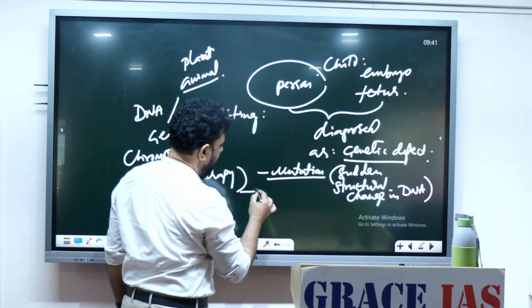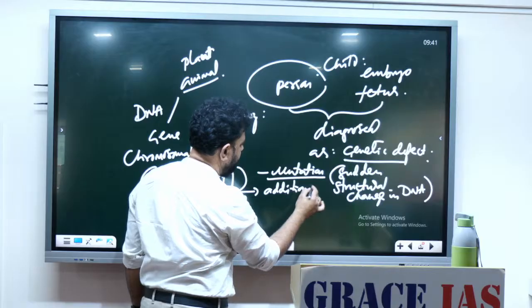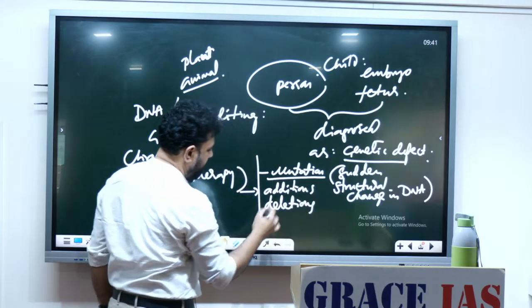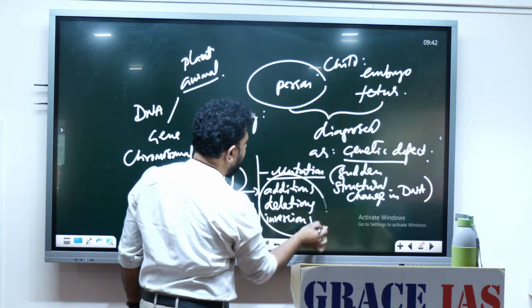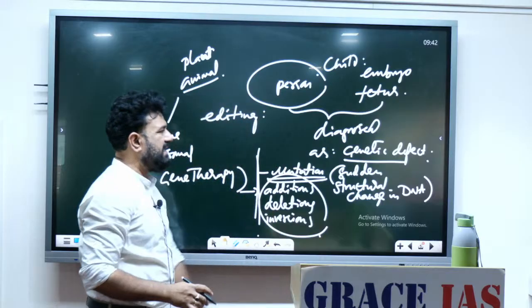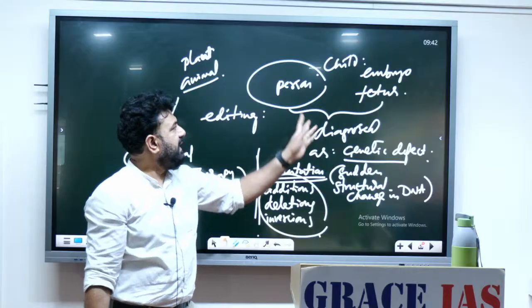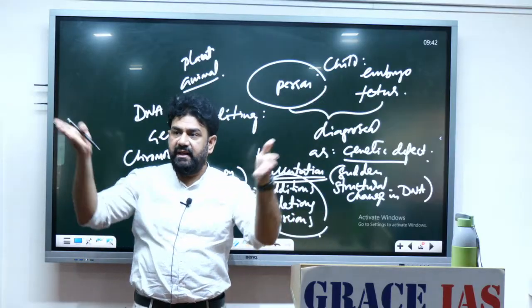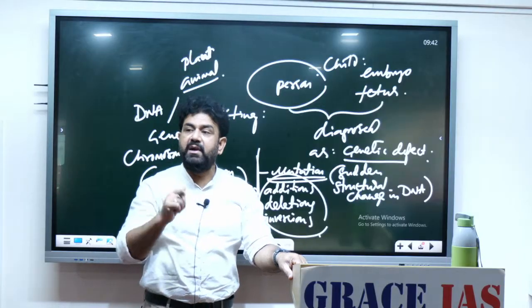Mutations could be because of what? Additions, deletions, in general, inversions. So we can have a lot of such structural changes in the DNA of a person because of multiple reasons. It can be inherited from parents. Parents have defective DNA and you inherited it, or because of environmental factors like embryonic stages.